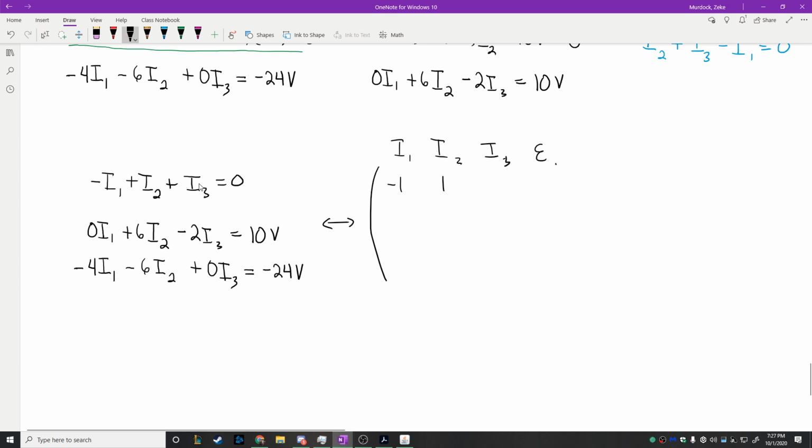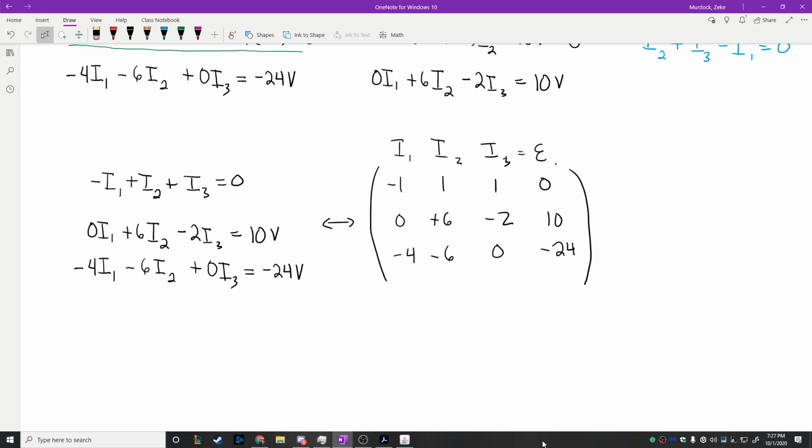For I3, the coefficient is 1, and it's equal to 0, so the equal sign is what shows up on the right-hand side. For the second line, you have 0, -6, -2, +10, and then -4, -6, 0, and -24. Did I mess one up? I was sure. Yeah, this is +6 right here. Thank you. Let's check everything. So -1, 1, 0, 0, 6, -2, +10, -4, -6, 0, -4, -24.